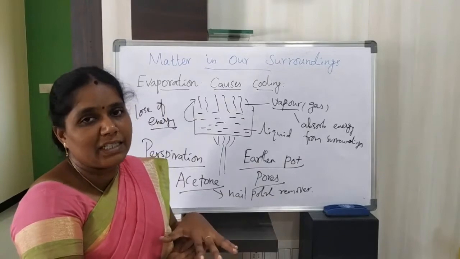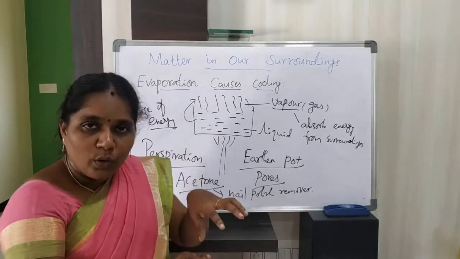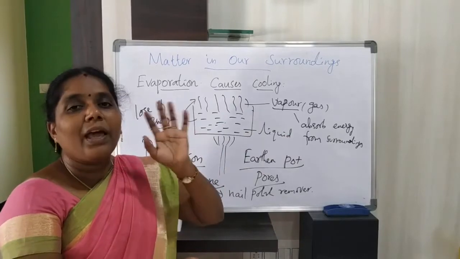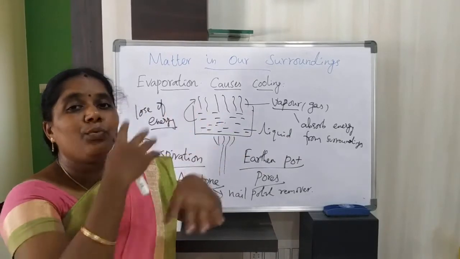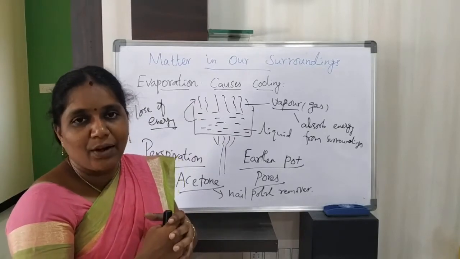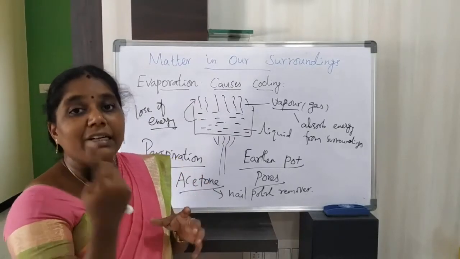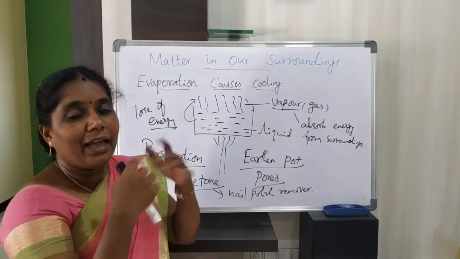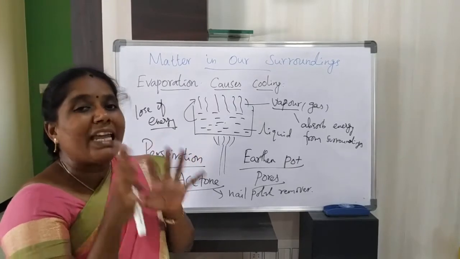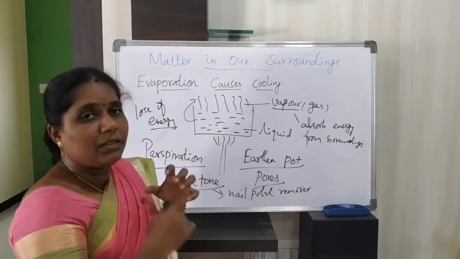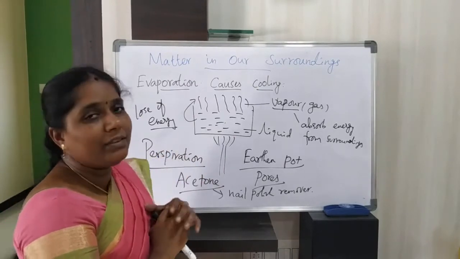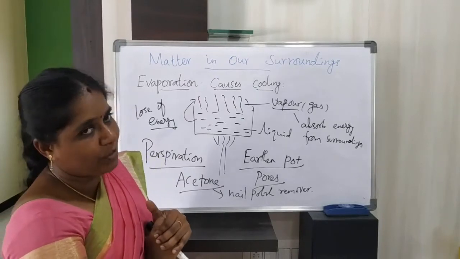What happens in this process? That cold water comes in contact with the air present in our surroundings, and with the help of that, the vapor particles again absorb energy from the surroundings and are converted into liquid again, and it surrounds the tumbler. Okay, so in this way, ice cold water also shows the evaporation causes cooling process.